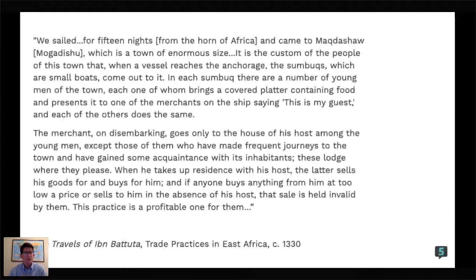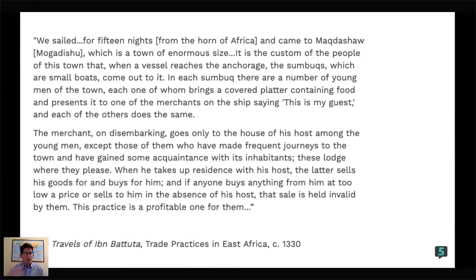"It's the custom of the people of this town that when a vessel reaches the anchorage, the sumbuks, which were small boats, come out to it. And each sumbuk, there are a number of young men in the town, each one of them brings a covered platter containing food and presents it to one of the merchants on the ship saying, 'This is my guest.' And each of the others does the same." So with this trade, there are, of course, trading customs that exist in these communities because it is so common.